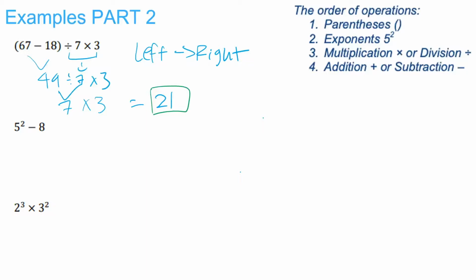Question 2. Do we see any parentheses? We don't see any parentheses. Do we see an exponent? Yes, we do. 5 to the second power is equal to 5 times 5, which is 25. So 25 minus 8, which would get us to 17.